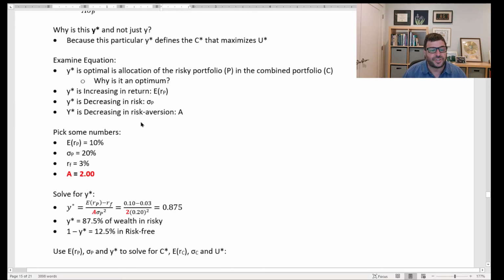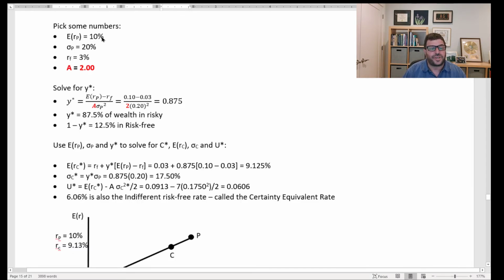Okay, let's pick some numbers again. Let's go back with our risky portfolio with 10% return and 20% risk, and a risk-free of 3%. And we're going to choose this for an investor whose A equals 2, and we're going to solve for Y star. And so I'm just going to plug into my equation that Y star is equal to the risky portfolio return minus the risk-free divided by A sigma P squared, 0.1 minus 0.03 divided by 2, which is the risk aversion for this investor, times the 0.2 squared, and I get 0.875.